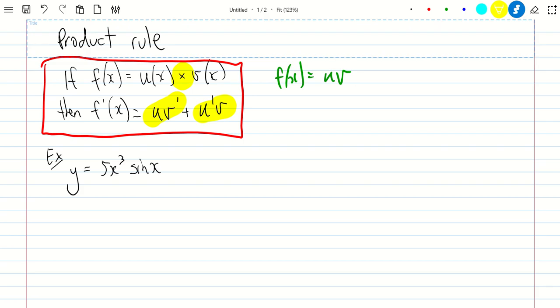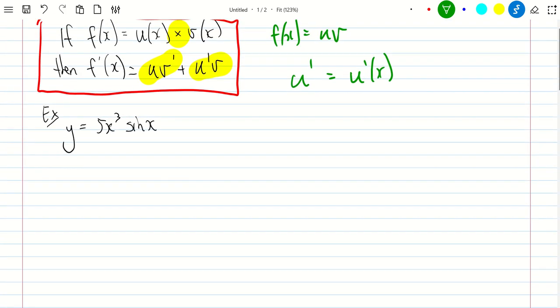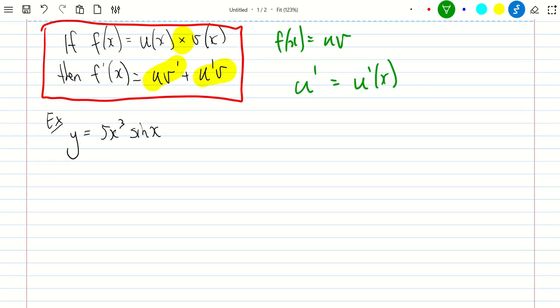Okay, just a reminder, that little dash that I've got there, so when I've got that u dashed, what I mean by that is that's the derivative of u, the function of x. It's just sort of shorthand with that little dash. So let's get straight into an example. Let's have a look at this. We've got y is equal to 5x cubed sine x. So let's find the derivative of this.